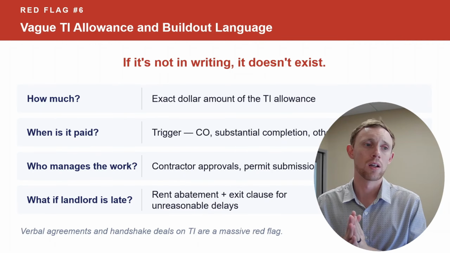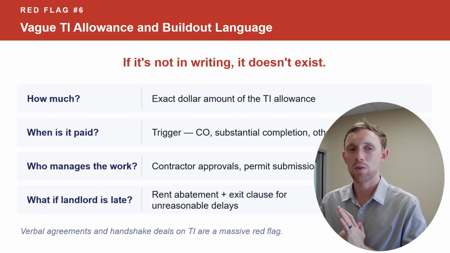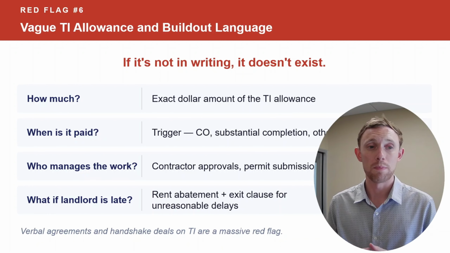All right, number 6, red flag. Vague, and a lot of vague language, red flags here. Vague TI allowance, that's tenant improvement allowance language, and build out language.